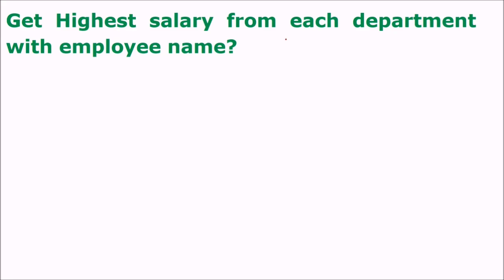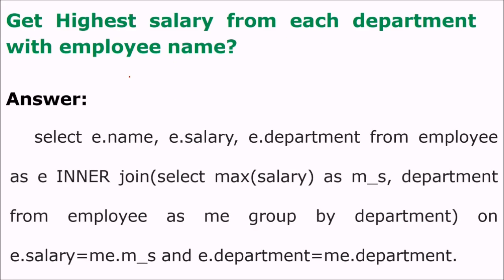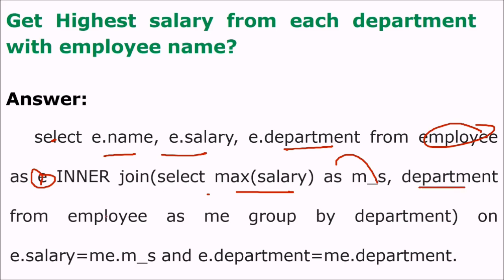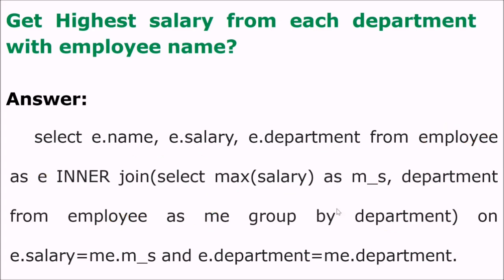Get the highest salary from each department with employee name. So you select e.name, e.salary and e.department from employee as e inner join. Select again inside this: select maximum salary as m_s, department from this employee as me, group by department. So on e.salary is equal to me.m_s, and e.department to equate: e.department is equal to me.department.